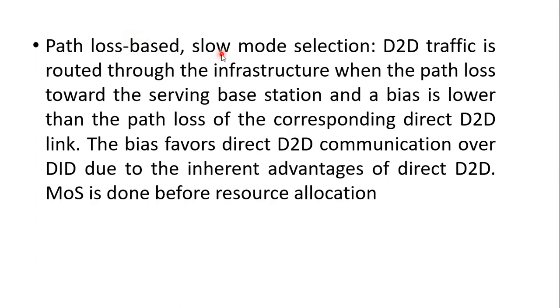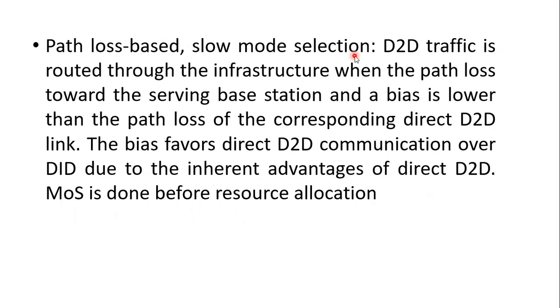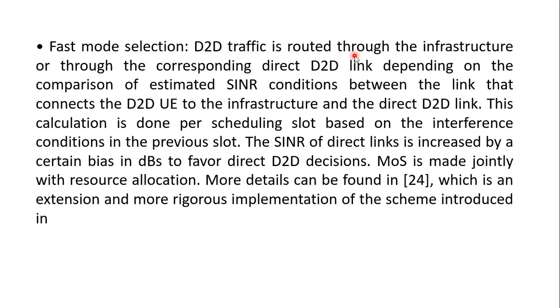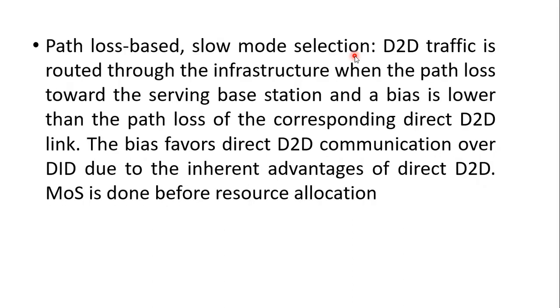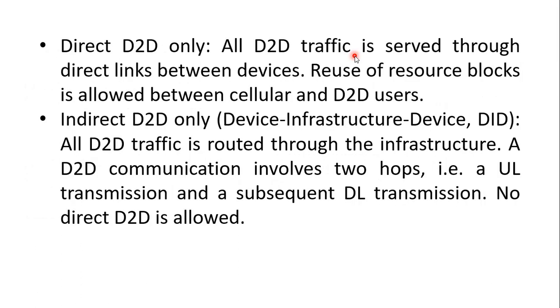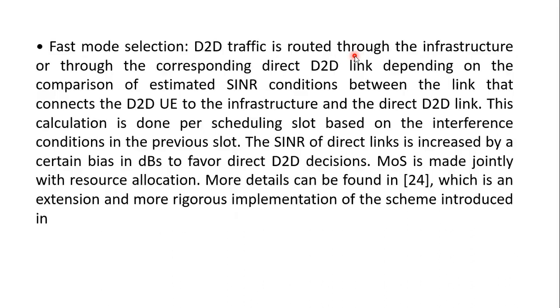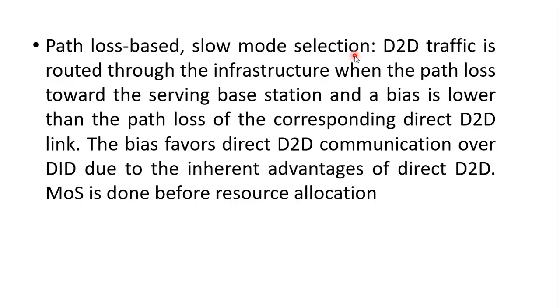Next, path loss based slow mode selection, which is the third one. So first is direct D2D, second is indirect D2D, third is path loss based, next is fast mode selection. So there are four mode selections which will be used during the selection of the mode from D2D to DID. The first one is direct D2D only, second one is indirect D2D only, third one is path loss based slow mode selection, fourth is fast mode selection.